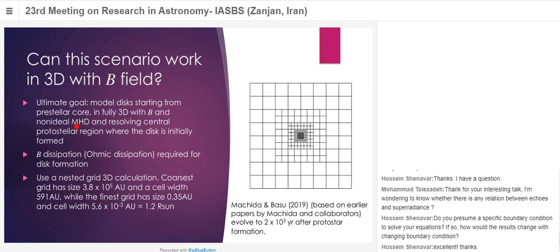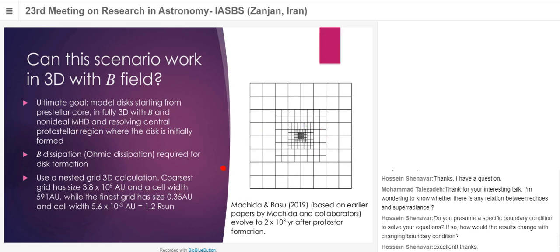So you need to dissipate the magnetic field in the inner regions to form a disk, but of course not so much that you wouldn't form a jet and outflow. So there's a lot of very interesting physics to be explored. I showed you results earlier that use the central sink cell, but in principle, you want to run models that can resolve all the way down to the central protostellar object.